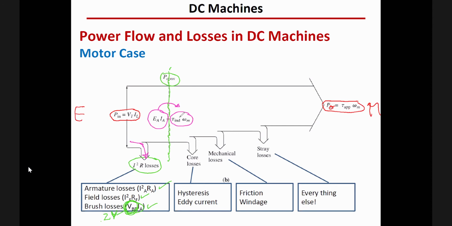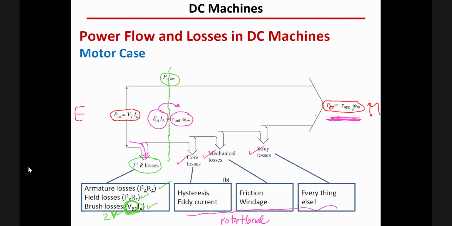Okay? Then we have all the remaining mechanical losses on the mechanical side, such as mechanical and magnetic losses. Core losses, you are familiar with this, hysteresis and eddy current. Mechanical losses, friction and windage losses, and stray losses, which is basically everything else. You are not actually required to know all of these things. They are usually called the rotational losses, indicating that they are because of the rotation. After you extract all of these losses, you end up with the pure mechanical output, which is applied torque multiplied by omega M.